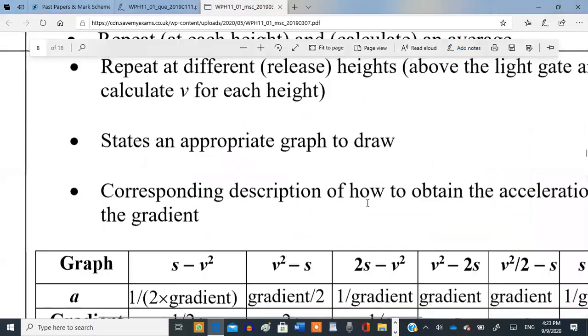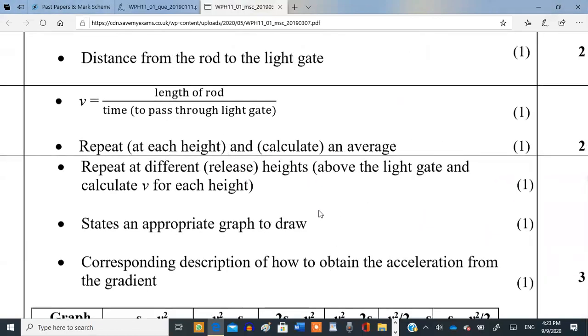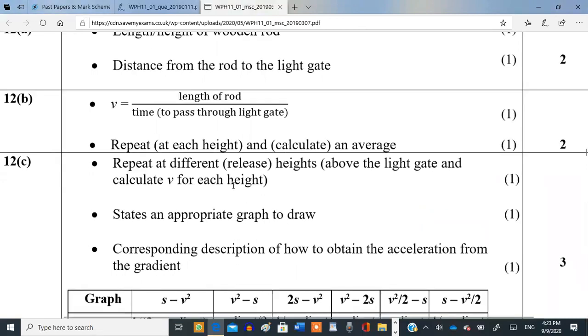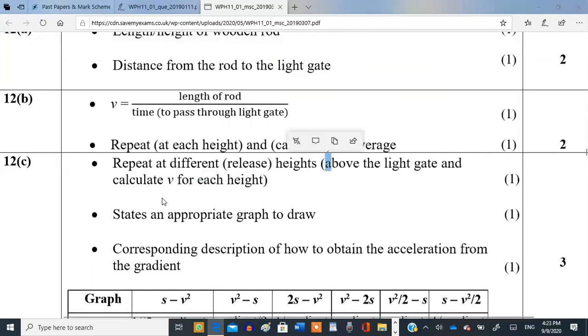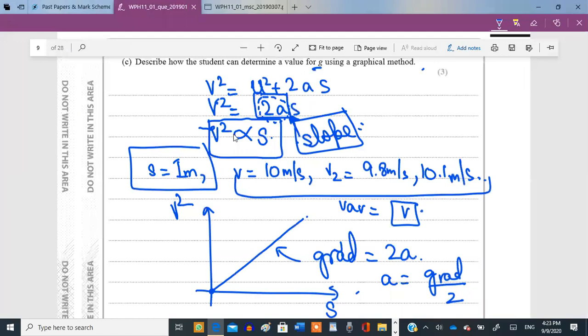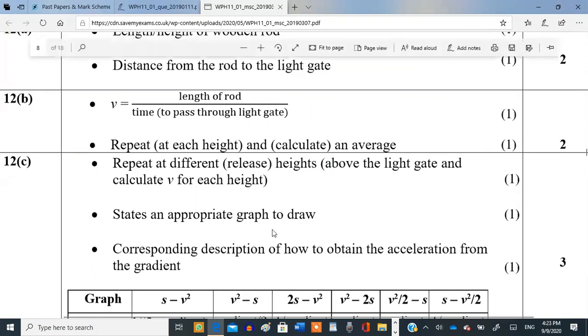So let's compare this with the marking scheme. They've given us some description here: repeat at different heights above the light gate and calculate the value for v at each height. We've done this part. You take several values at different heights, which gives your values on the x-axis, and for each height you get your values for v, then you square those v's, and then state an appropriate graph to draw.